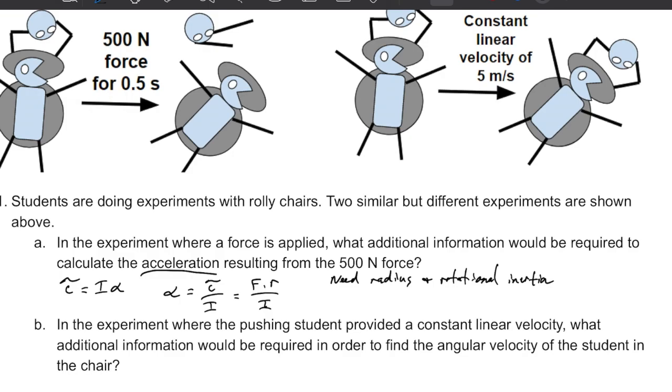Here, I'm going to take a look at the key that was made by the designer of the worksheet and just see what it says. We would need to know how far from the center of mass the kid who is pushing at 5 meters per second is, so we can use the formula V equals omega r. Okay, let me read that again. They're saying, where's the force being applied? What's the radius? So that we can use the formula V equals omega r.